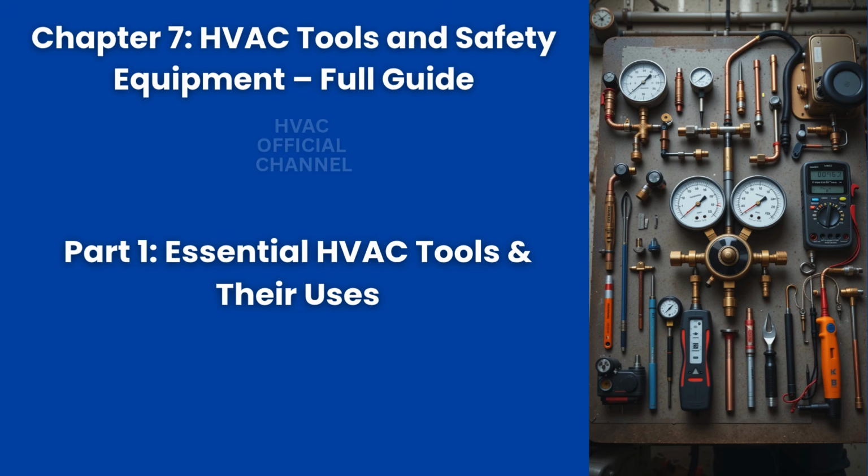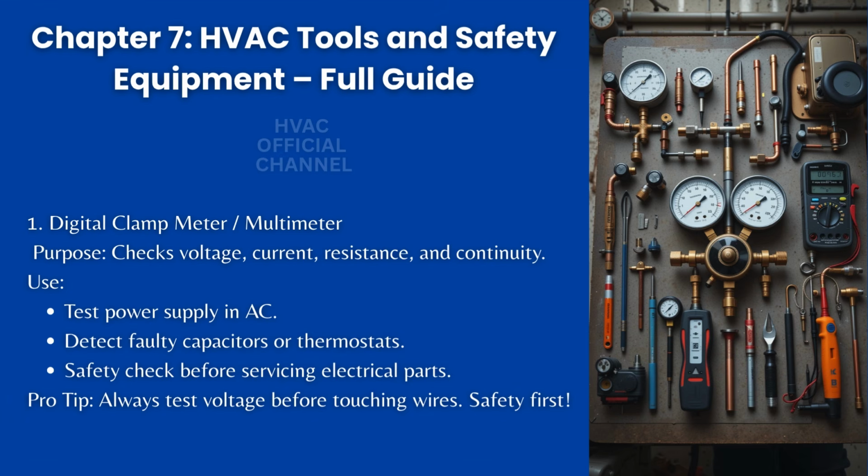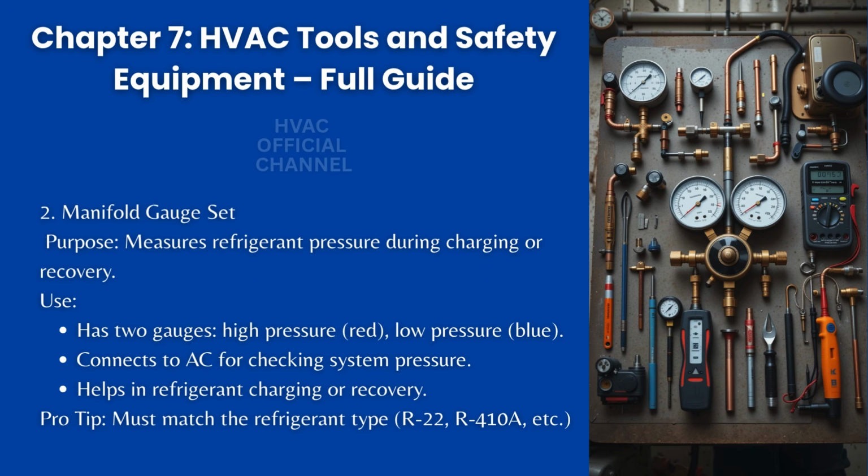Part 1. Essential HVAC tools and their uses. 1. Digital clamp meter multimeter. Purpose: checks voltage, current, resistance, and continuity. Use: test power supply in AC. Detect faulty capacitors or thermostats. Safety check before servicing electrical parts. Pro tip: always test voltage before touching wires. Safety first.